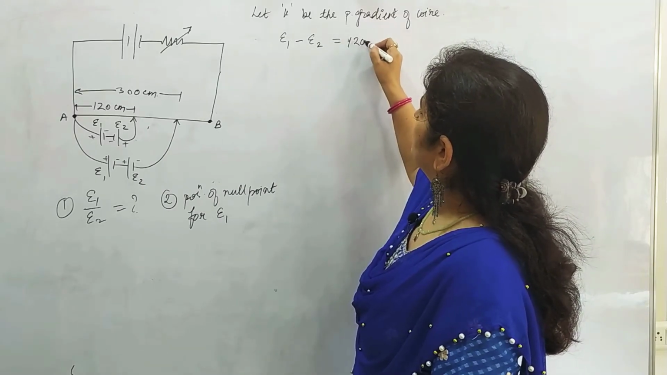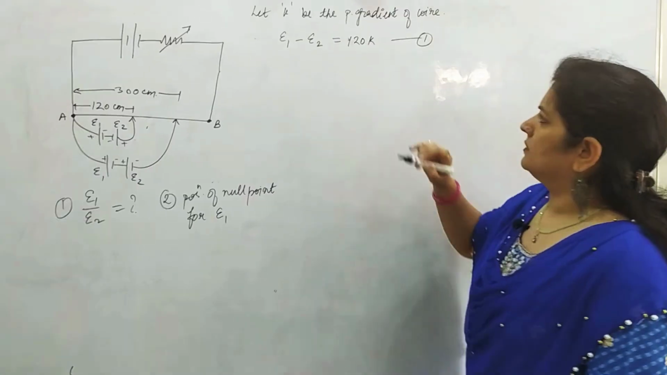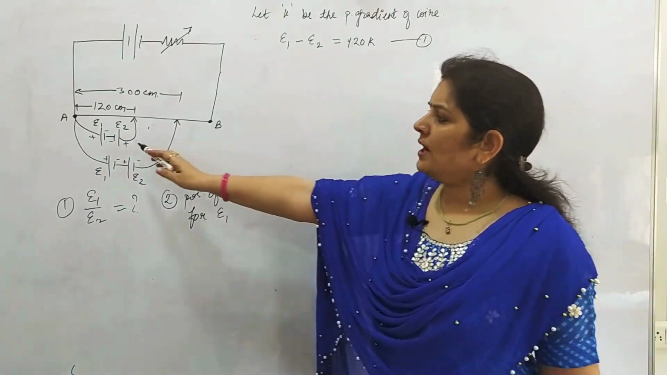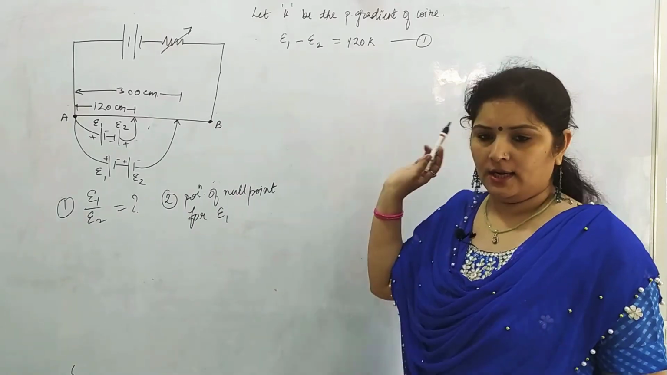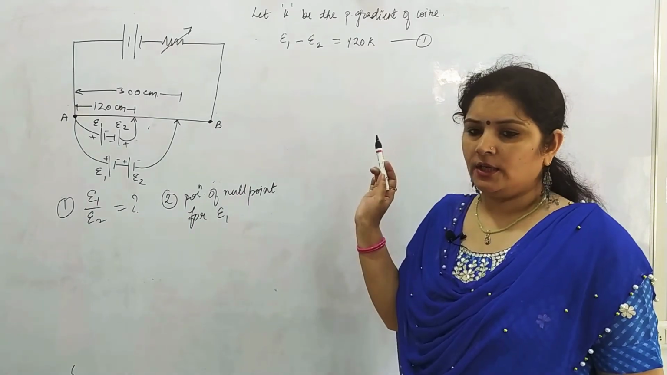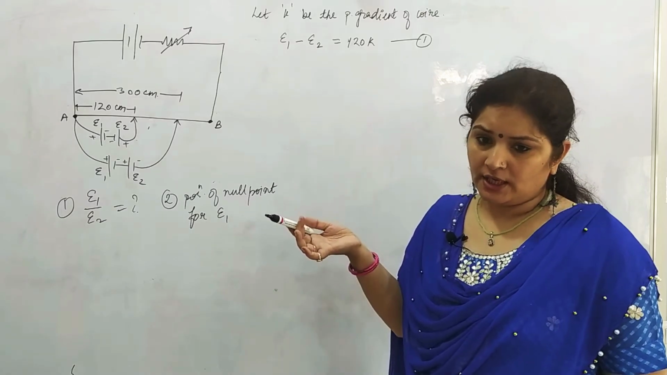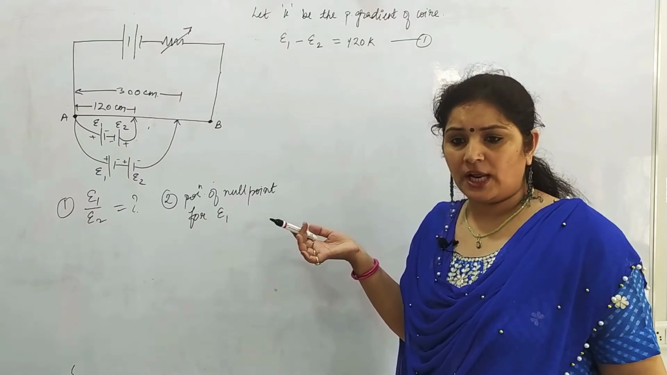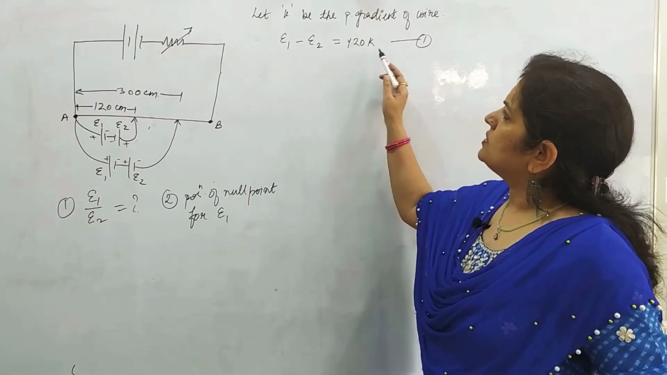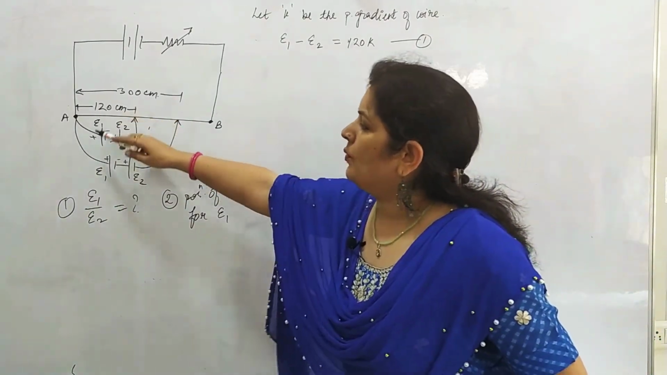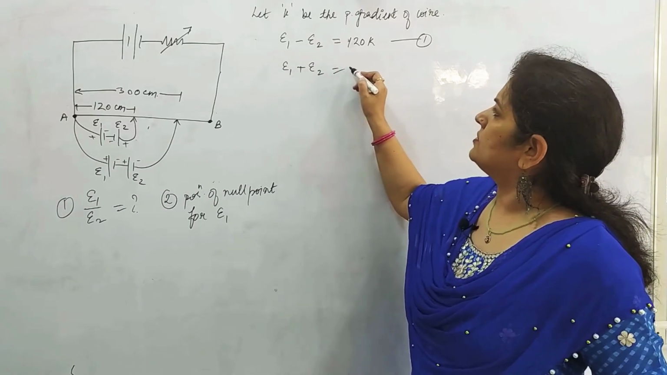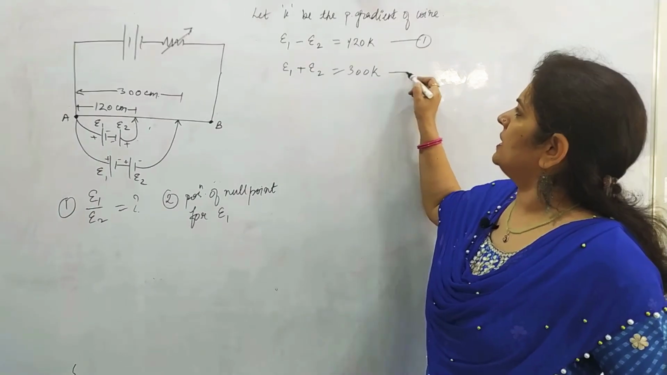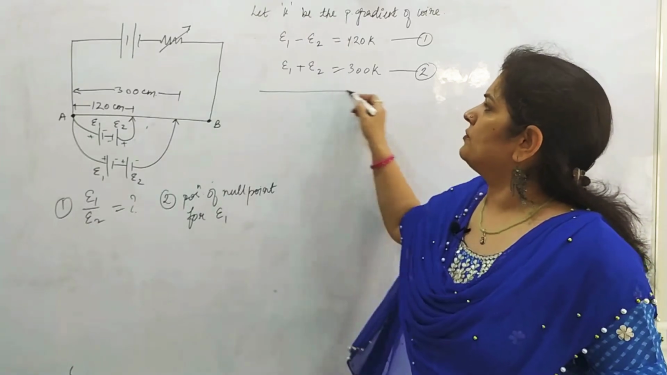Equation 1. E2's negative comes first with E1, so E1 minus E2 is proportional to L. What is L? 120. For proportional, we have to take K also if we are removing the proportionality sign. So E1 minus E2 is 120K. Second case, when we are connecting in the proper order, E1 plus E2 is 300K. We don't know K. Equation 2. Solve both of them.